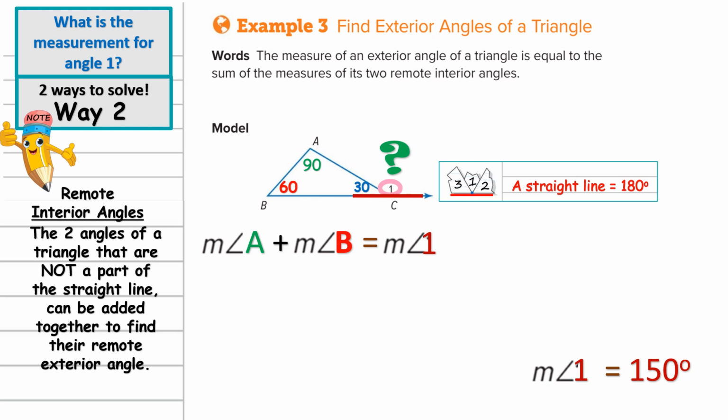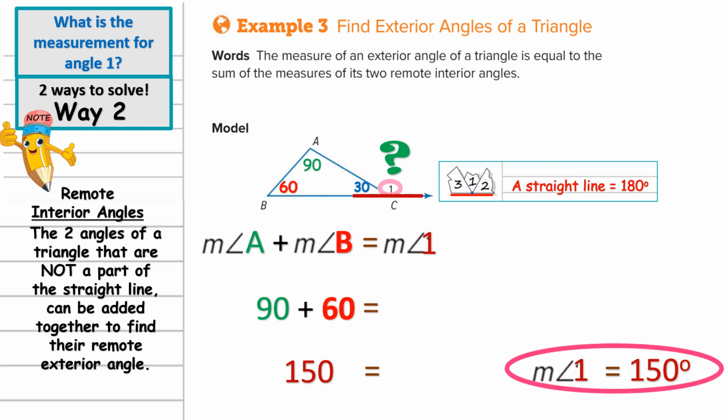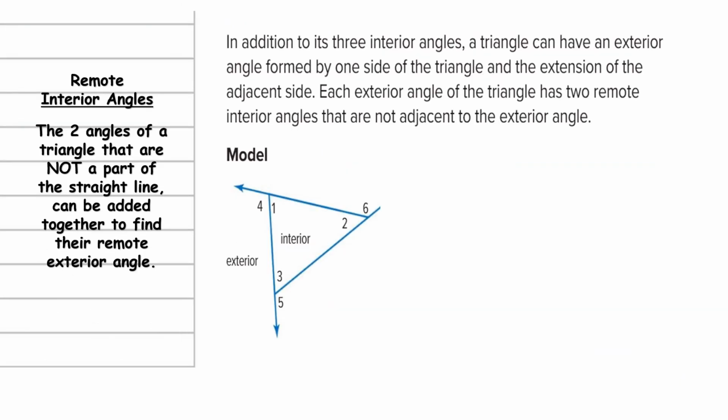Well, if I know that the measurement for angle A is 90 and the measurement for angle B is 60, what do I get? I get 150. And that's what we said we would get if I didn't have C, I solved for C, and then I took 180 and subtracted C, I still got 150. So let's look at what I'm talking about.